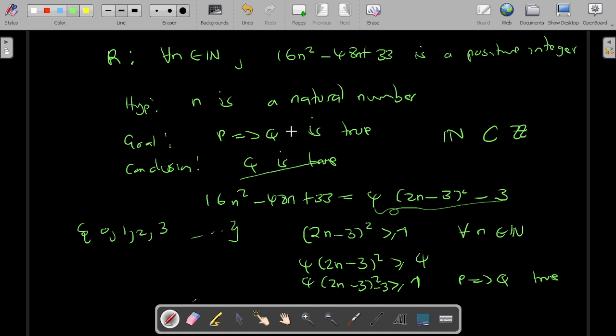So that is le raisonnement direct. If P is true and P implies Q is true, then the conclusion is immediate: Q is also going to be true.